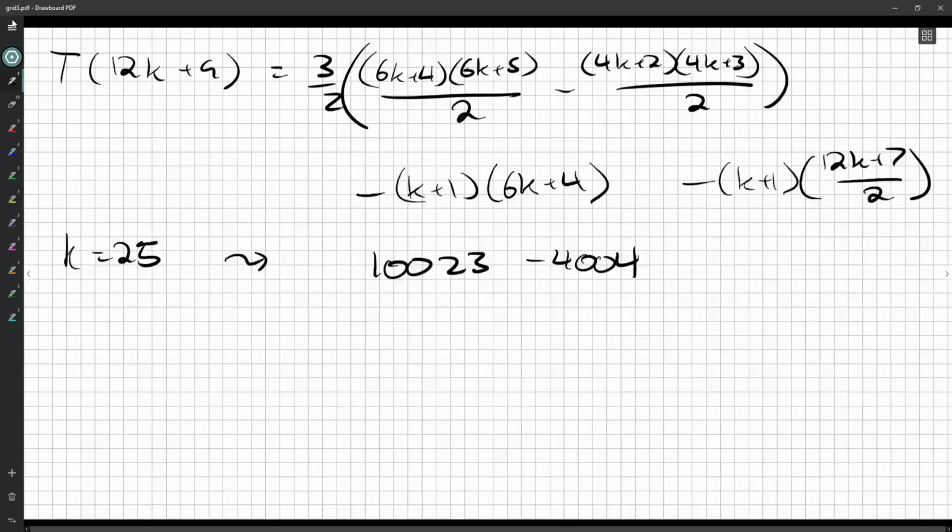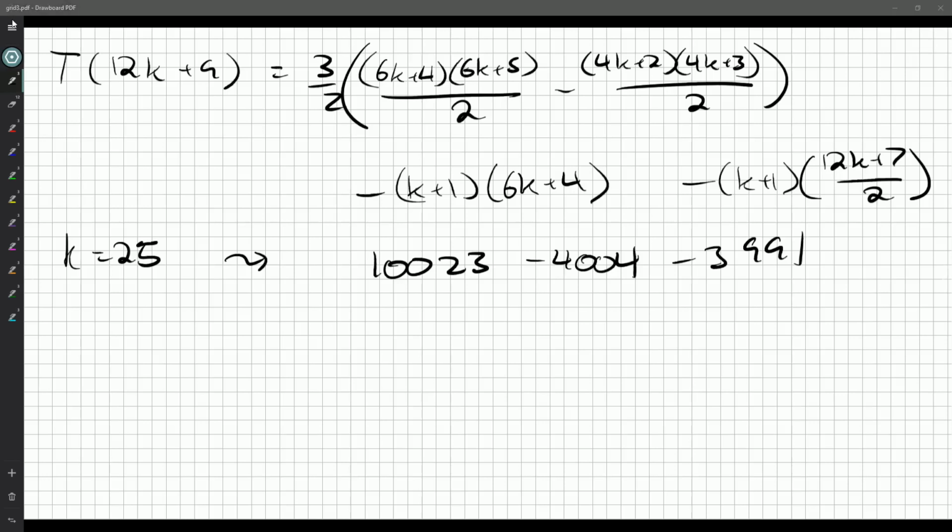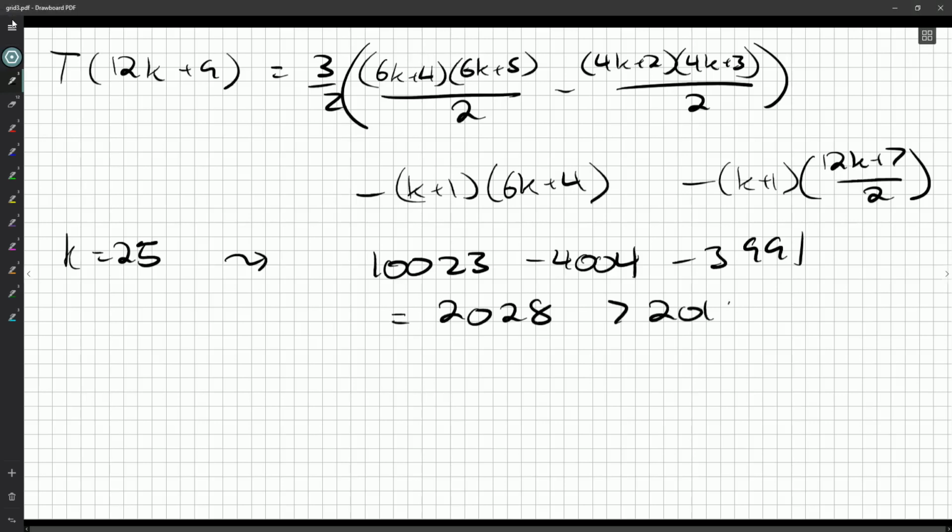4,004. And then 26 times 12k is going to be 300, so 307 divided by 2. So that's minus 3991. So 10,023 minus 4,004 minus 3991. And I get 2028, and that is bigger than 2010. Great. It's actually pretty close, too.